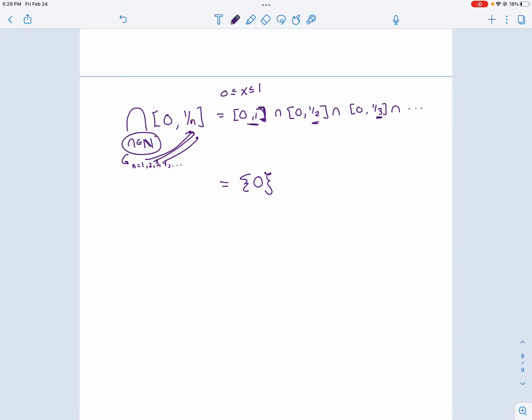So let's do a contradiction. To show that this is only 0, let me explain why nothing else could be in there. That's the good way to do that homework question. To show that that was the empty set, you need to explain why each individual element couldn't be a member of that set. So let's say, suppose there exists some x not equal to 0 such that x is in the intersection of all of these.